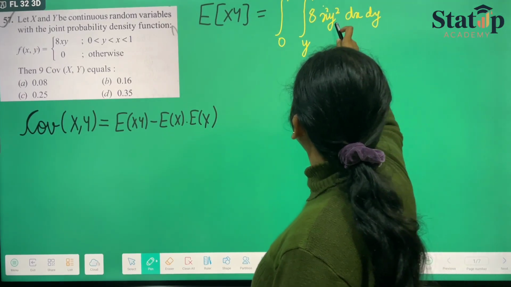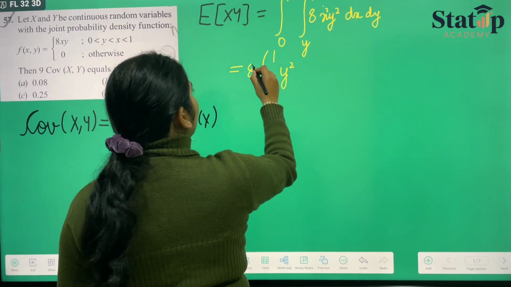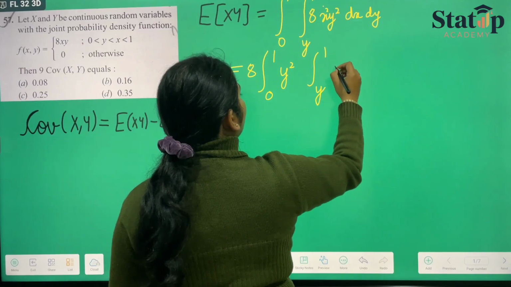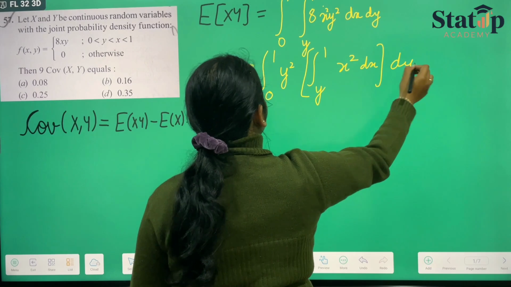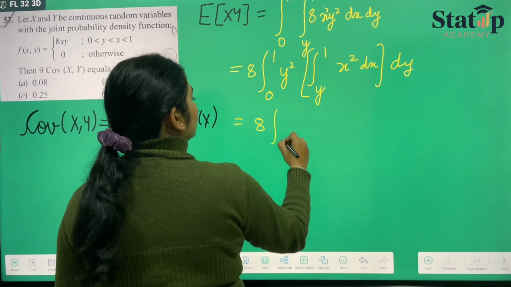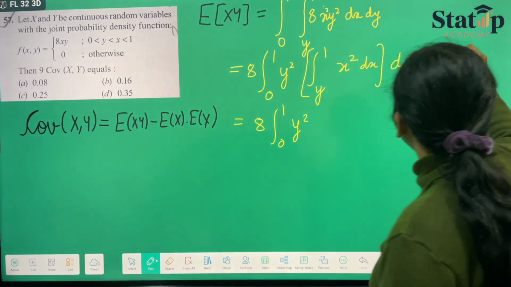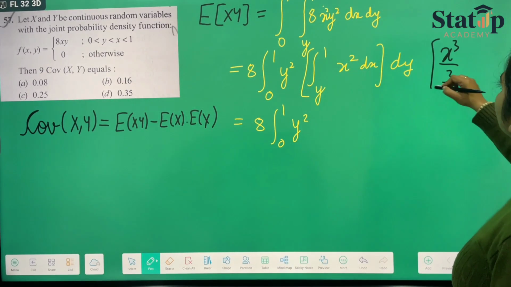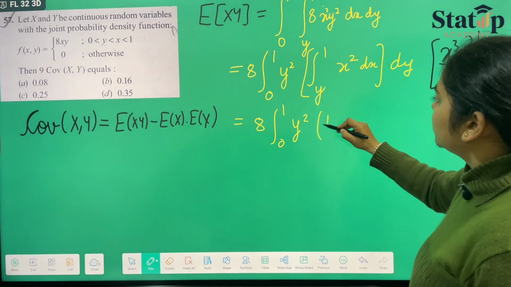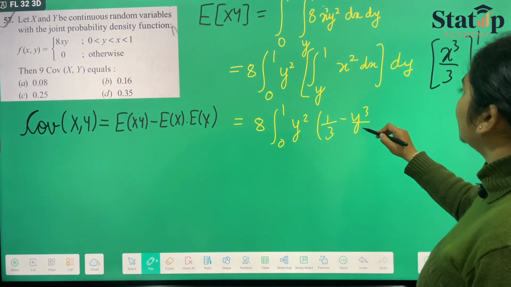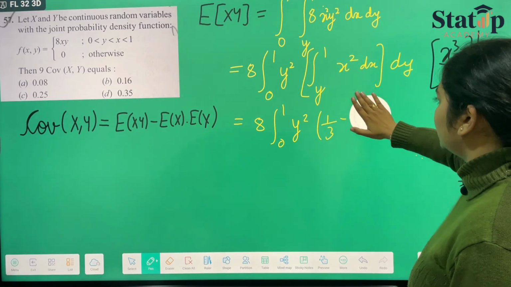This is it. So first of all, we can take 8 outside, 0 to 1, y square 8 integration y to 1 x square dx dy. If we solve this, it will be 8, 0 to 1, y square, x cube by 3. Integration will be x cube by 3 with the limits 1 and y. If we put the limits 1 and y, it will be 1 by 3 minus y cube by 3, or we can write it as 1 minus y cube by 3, and 3 we can take outside.